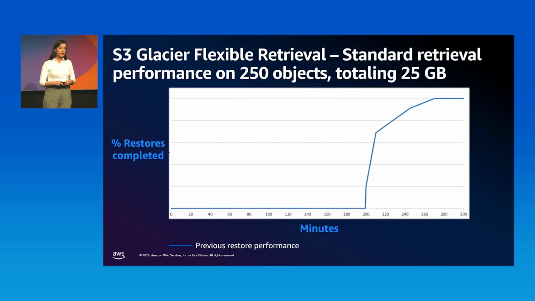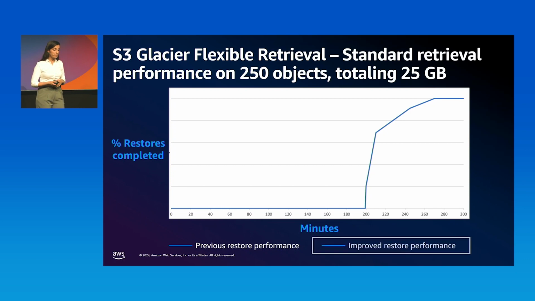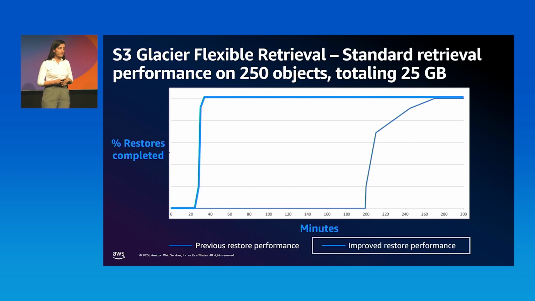This is an example live that you can see after our tests. Restoring 250 objects and a total of 25 gigabytes. The blue line shows the previous restore performance for objects with S3 Glacier Flexible Retrieval. And you can see in the next slide that there was a massive improvement after we released the improvement of our retrieval times of S3 Glacier Flexible Retrieval. The job, which used to take 3 to 5 hours, finished in less than 30 minutes.